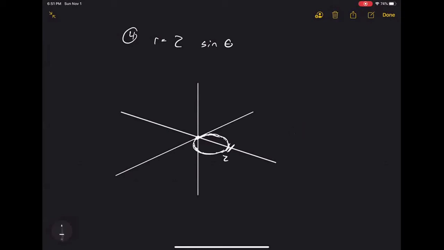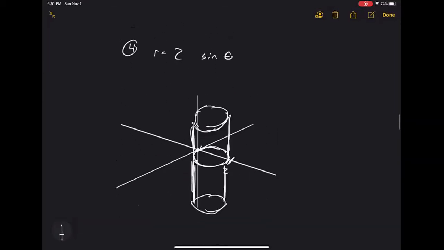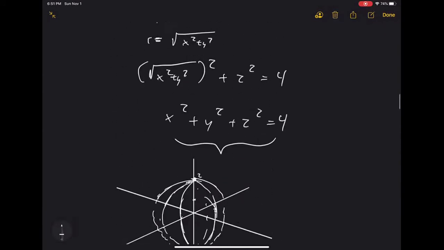So it's this circle in the horizontal plane. And then again, we're not given any constraints on z, so z could be anything from negative 1,000 to 100 billion. So it's just this cylinder. All right, so a little practice there.